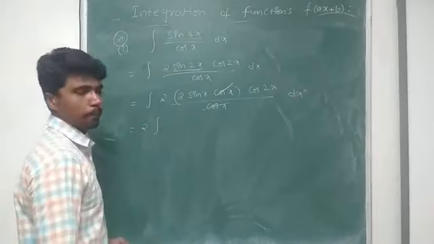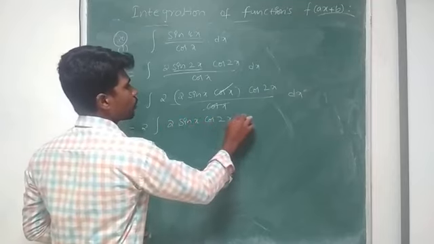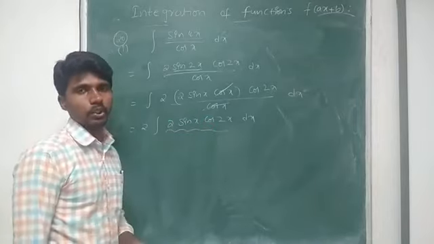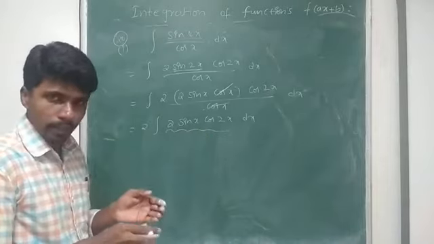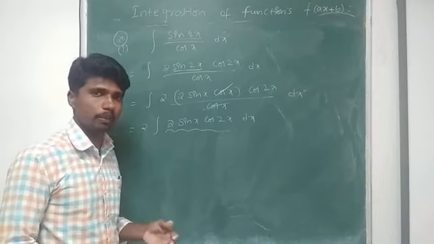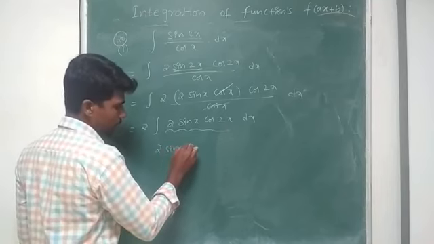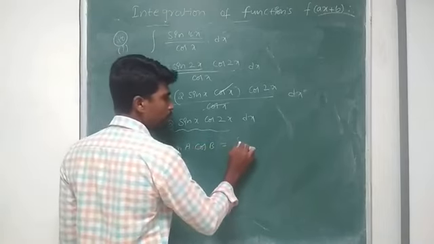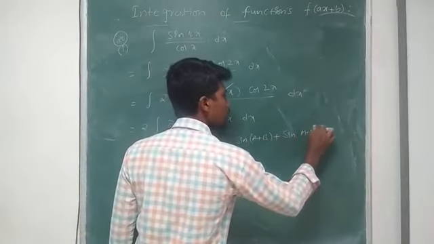So 2 into integral 2 sin x cos 2x dx. Now I got it in the form of a product. So how can I simplify the product form? Product form can be simplified by converting it into the form of addition or subtraction. What I am seeing here is in the form 2 sin a cos b, which is equal to sin a plus b plus sin a minus b.